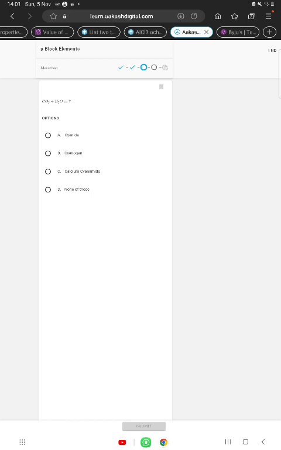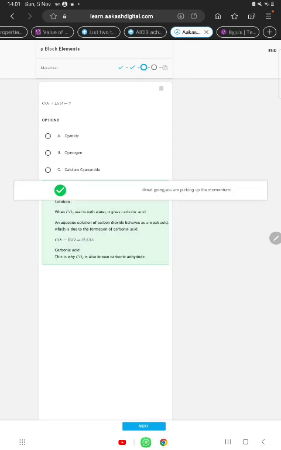CaC2 plus H2O, H2CO3, calcium cyanamide, cyanogen, cyanide. CaH2CO3, it is very simple now. See, when CO2 reacts with water, it gives carbonic acid.